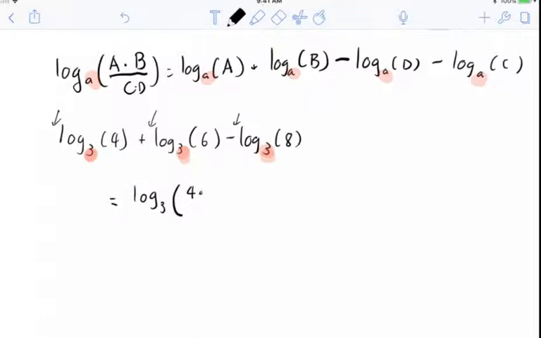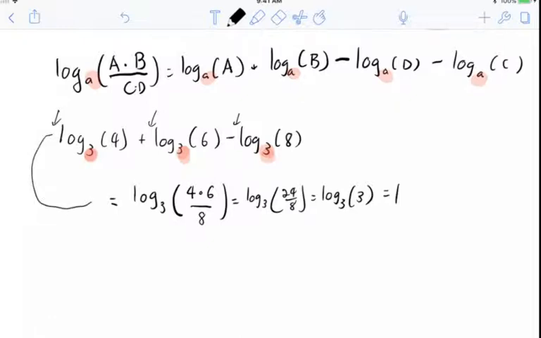4 times 6 divided by 8. And that's a number I can evaluate. Even if I don't have a scientific calculator on me, I can still evaluate it. It's 24 over 8. Log base 3 of 3. Oh, I know what log base 3 of 3 is. It's equal to 1. Right? So this trick, breaking it up or combining them into one, is actually pretty helpful for being able to calculate things.